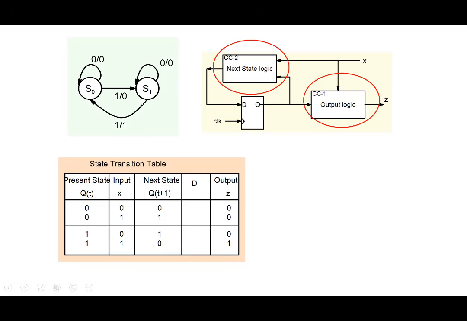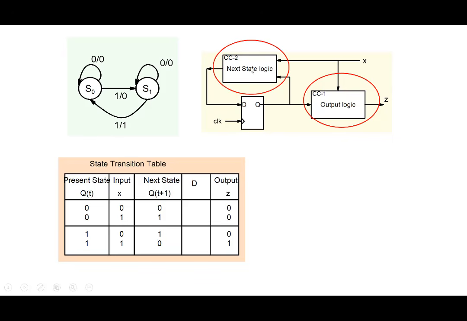Next, we go to S1. S1 is represented by Q equal to 1. If you receive 0, you stay in the same state, so Qt plus 1 is 1, and output is 0 here. On the other hand, if you are in S1 and you receive a 1, then you go back to S0. So if you receive a 1, you go back to 0, and the output is 1 here. So the state transition graph is now mapped onto a state transition table.